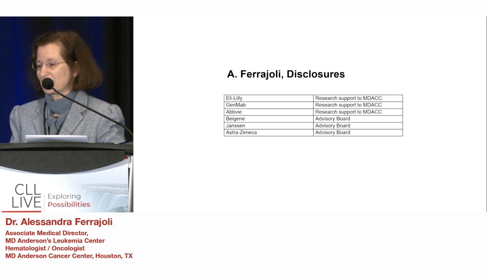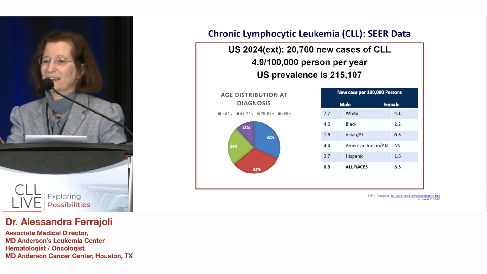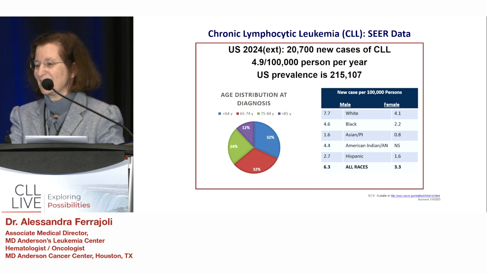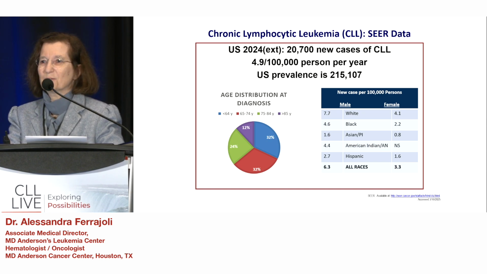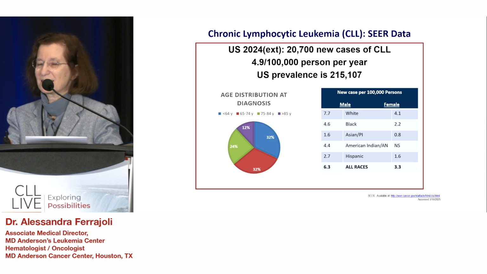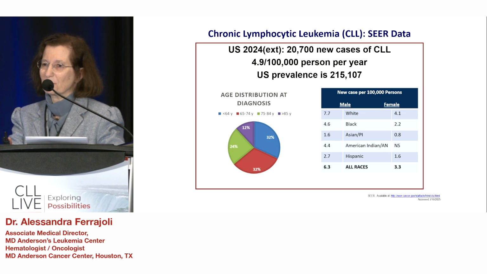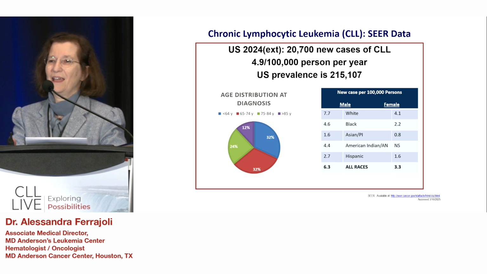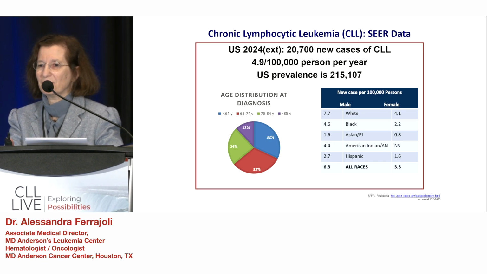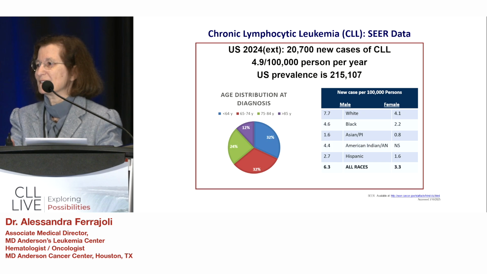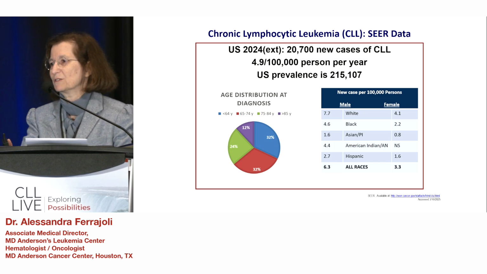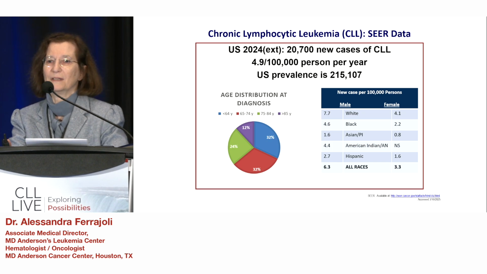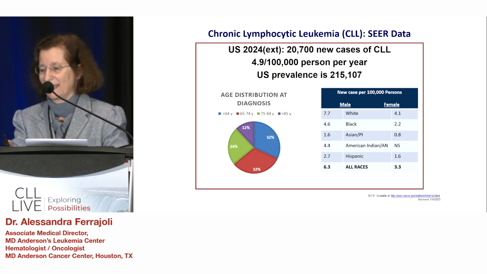So those are my disclosures. And I always like to start with the statistics. So in 2024, there are expected close to 25,000 new cases of CLL. And as we know, having CLL means that you're going to live a very long time. So the prevalence of CLL is very high. It's over 215,000 people living with CLL in the United States.